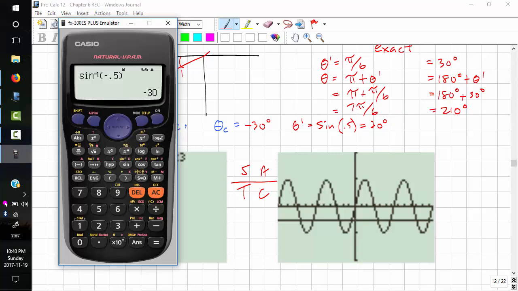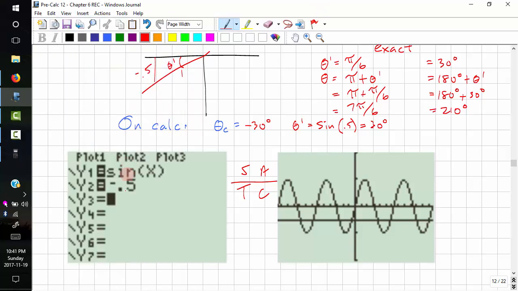If you did this in radians, go into radians. And if you have a smarter calculator, it will actually give you it in terms of pi, -pi/6. But again, we want the absolute value. And we get pi/6, and we can proceed with our calculations.